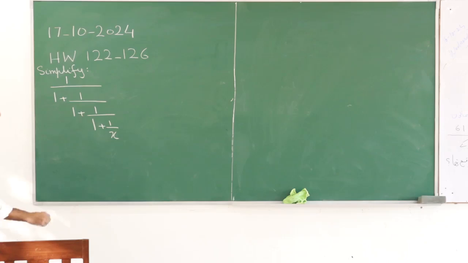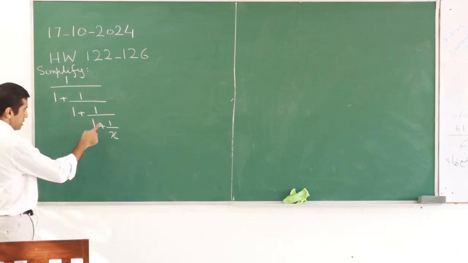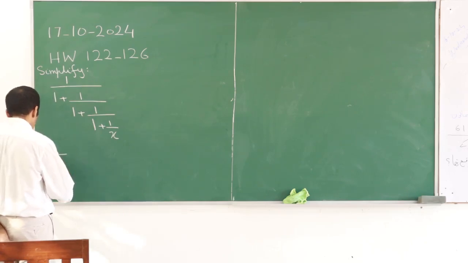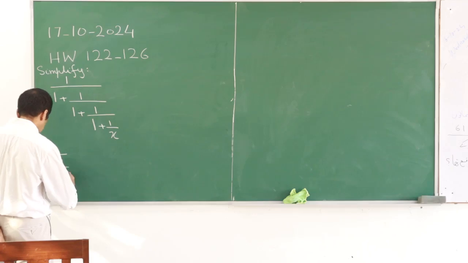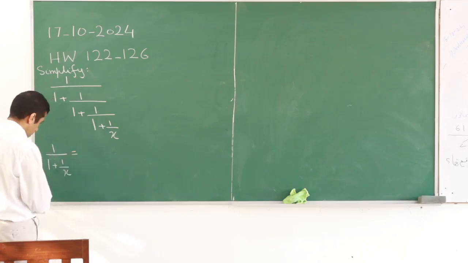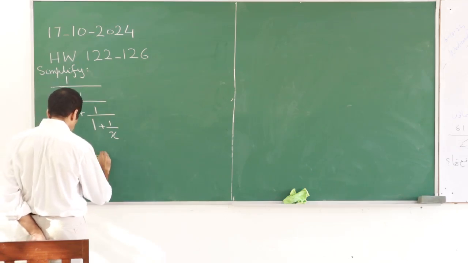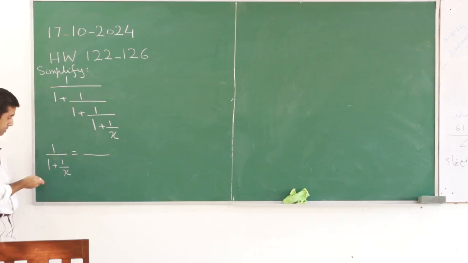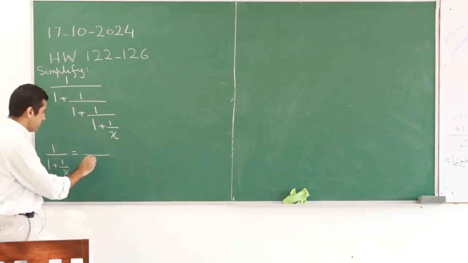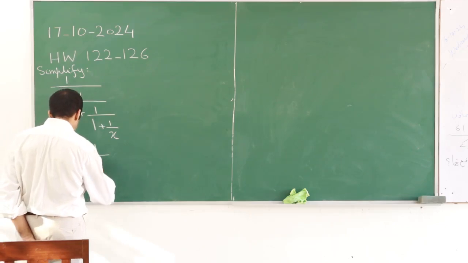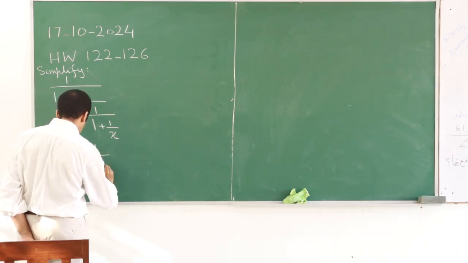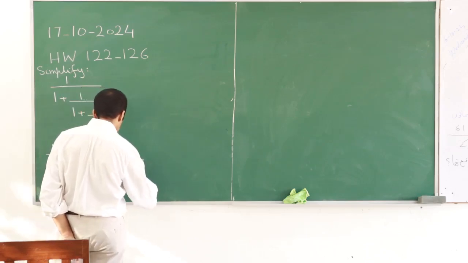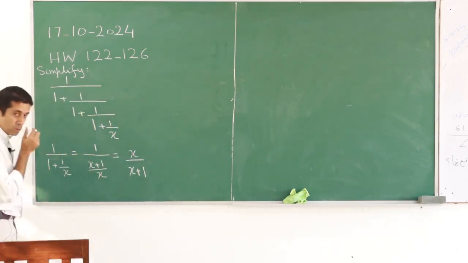So the way I would proceed is, first I would simplify this expression. I'm going to do it slowly. 1 plus 1 over x. Well, that's just equal to, I can multiply the numerator and the denominator by x. So I'll just say 1 over x plus 1 over x, which is just equal to x over x plus 1. Any objection to this?